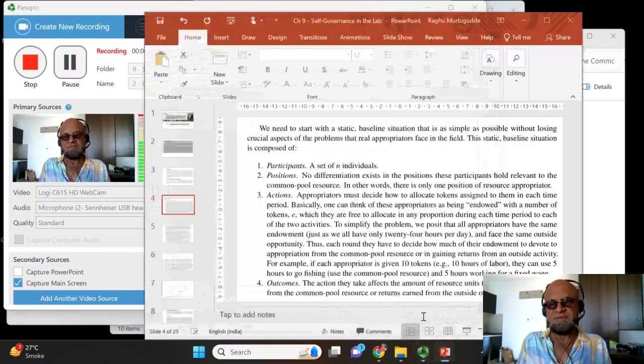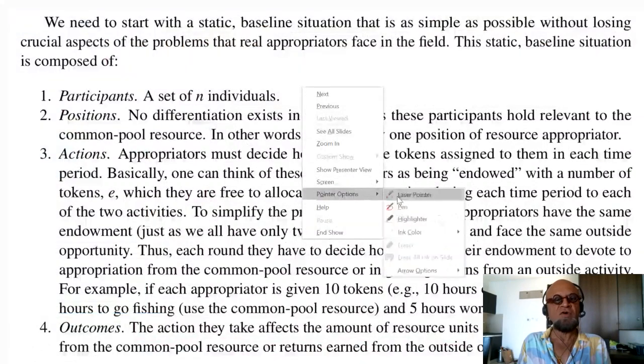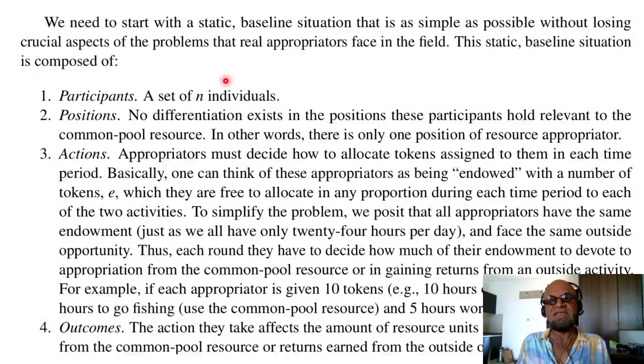Let's look at specific experiments now, as we call them baseline, as we mentioned before. We need to start with a static baseline situation that is as simple as possible without losing crucial aspects of the problems that real appropriators face in the field. This static baseline situation is composed of these things. So basically, static means you don't want to vary too many things in the first set of experiments to get a good handle on the situation of self-governance in this context, in this action situation.